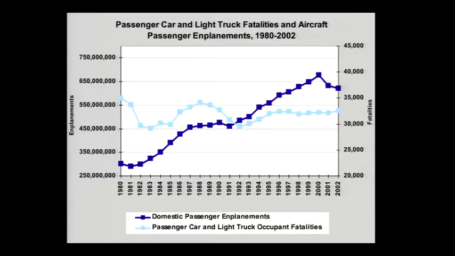The blue line is the number of people getting on a plane. This is enplanement over time. And you can see that over this time period from 1980 to about 2002, just after 9/11, it's plateaued off at about 37,000 people getting on planes in the United States. And if you look at the number of passenger car and light truck occupant fatalities over the same time period, that number is the light blue line. That light blue line is about 37,000 deaths per year in traffic fatalities. If you're looking at how many people actually get on a plane, it's close to 500 or 600 million enplanements per year.